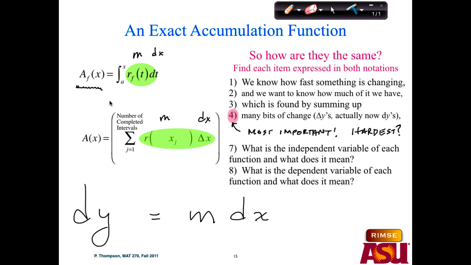When you were talking with your partner, how many got number 4 right? Just be honest. Okay, more than usual. But do you see it now? Make sure everyone, super important, that we're summing up bits of change. Each bit of change is an m dx, or rate times change.